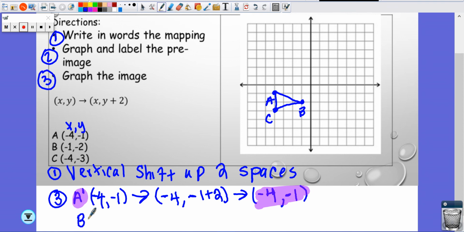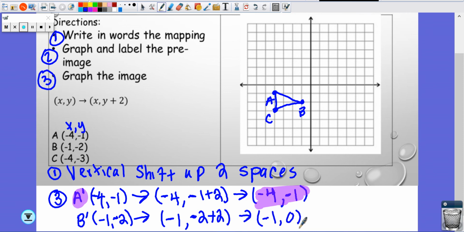Okay, now let's go do my B prime. I'm starting at -1 and -2. I'm going to do the mapping. It says to keep the X the same and then add 2 to the Y. So -2 plus 2. When I do that math, I get -1 and 0 because -2 plus 2 is 0. And you can grab your calculator if you need some help with that math. So B prime is this value right here.